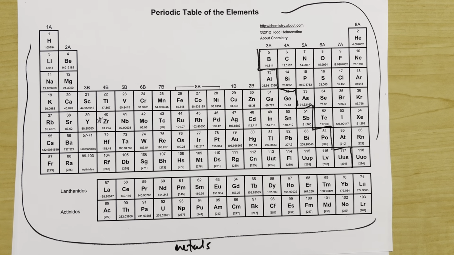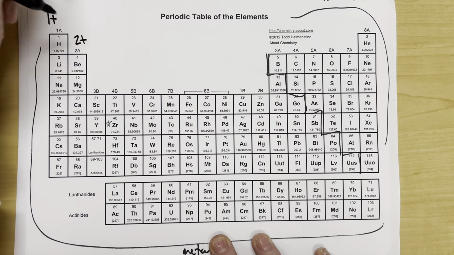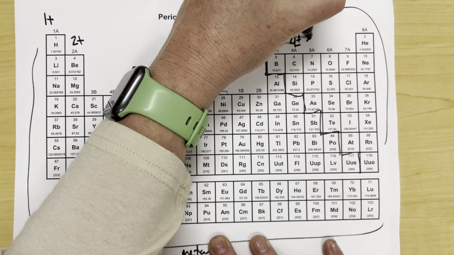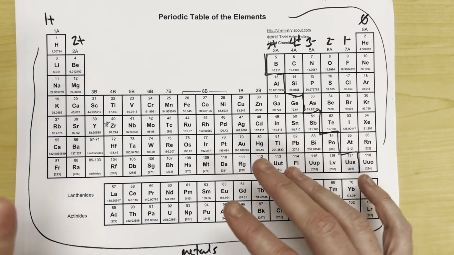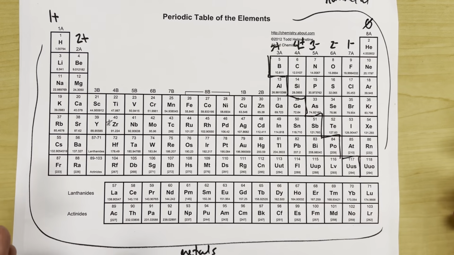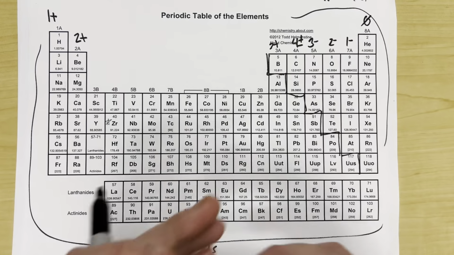The next thing you're going to do is you're going to take and put the charges of each thing. 1 plus, 2 plus, 3 plus, 4 plus or minus, 3 minus, 2 minus, 1 minus, 0. Now those are not the charges that they always are. Those are the charges when they're an ionic compound. An ionic compound is when you have something from over here, something from over here, and they're paired up.